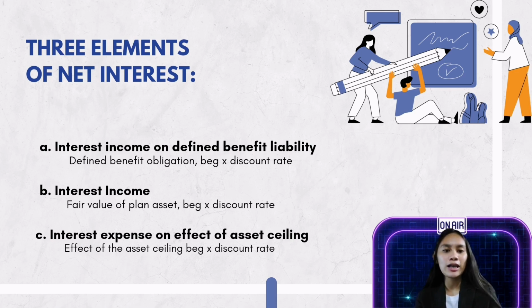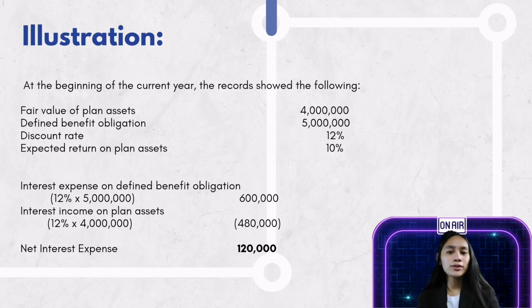Second, interest income. To get this, multiply the fair value of plan asset beginning to discount rate. Third, interest expense on effect of asset ceiling. To get the interest expense and effect of asset ceiling, multiply the effect of the asset ceiling beginning to discount rate. So we have here another illustration.